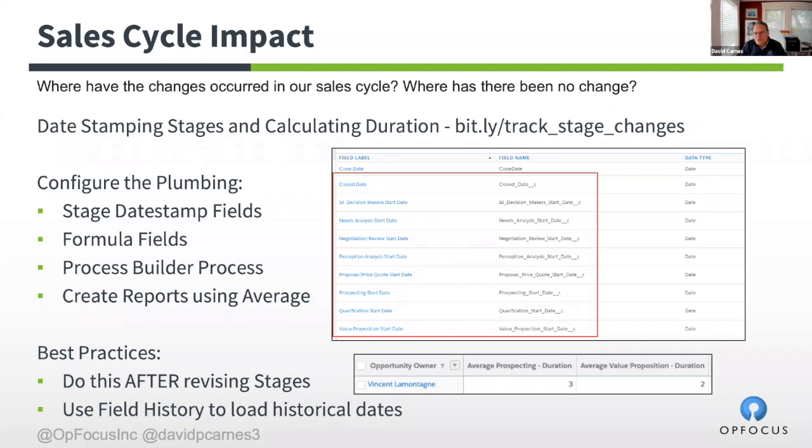When you do first turn this on, we have another specific challenge, which is most of us already have a bunch of open pipeline. You can use field history to go identify old stage changes. There's a bit of work to do in Excel, but you can load the data into Salesforce.